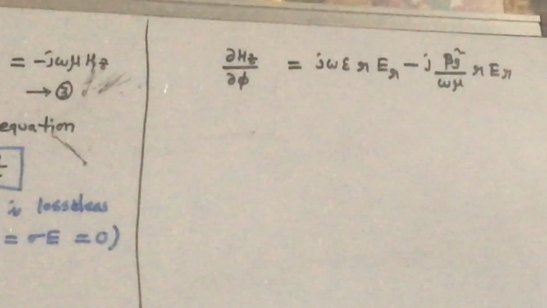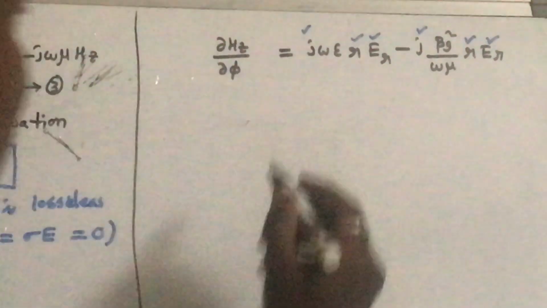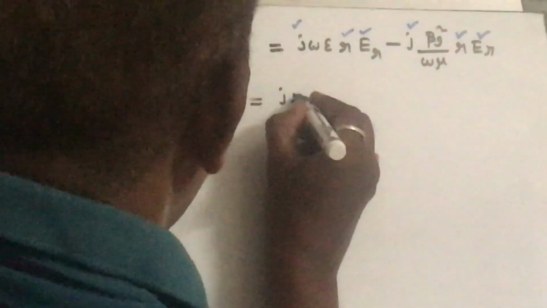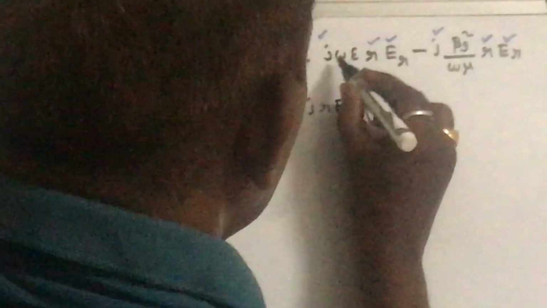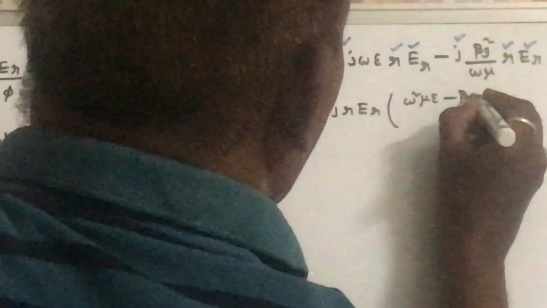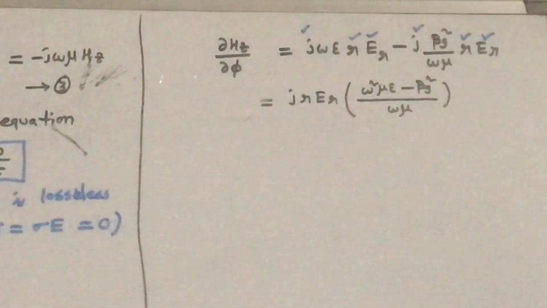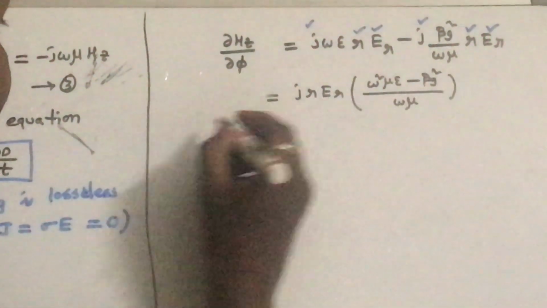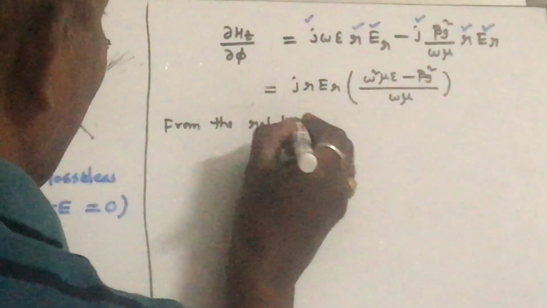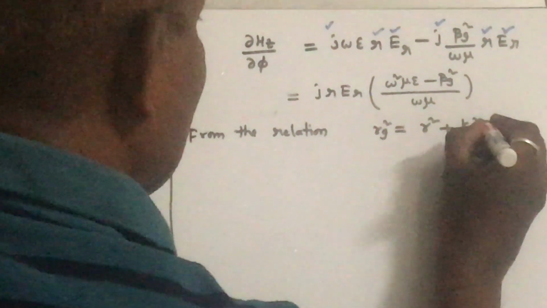In this, take j, R, ER as common. If you take the LCM, it will become omega square mu epsilon minus beta G square by omega mu. So now we have one relation. Another very important relation: gamma G square is equal to gamma square plus Kc square.